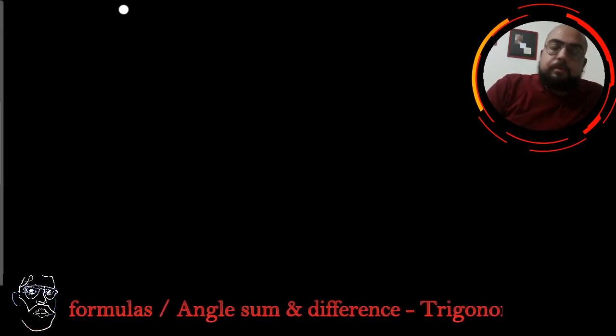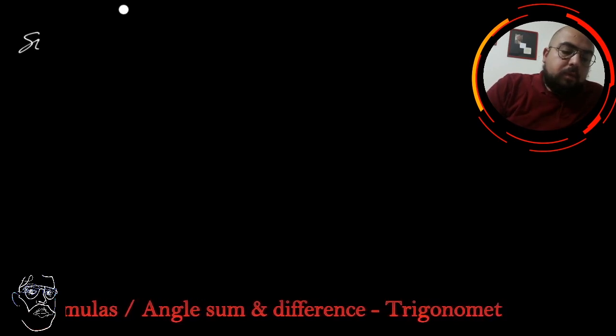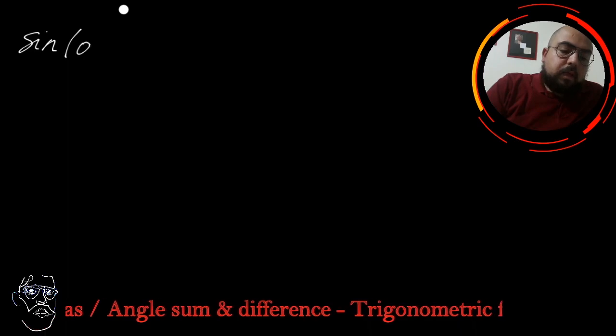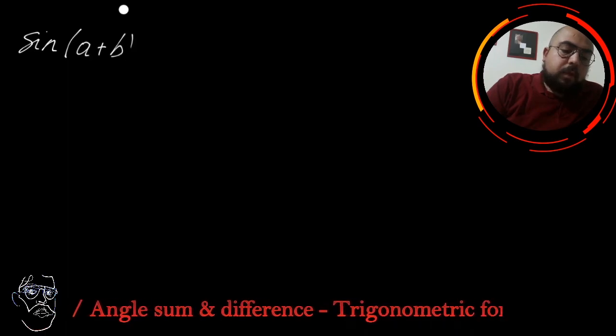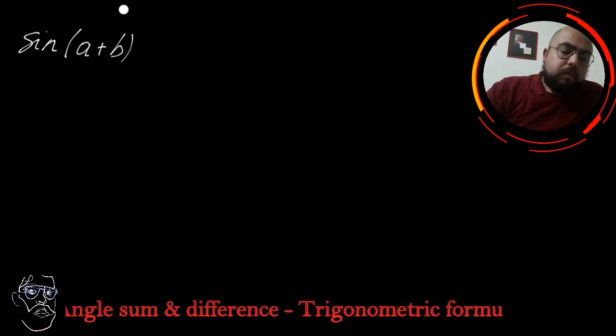So we have sine of A plus B. Let's say I'm interested in sine of A plus B. Now how am I supposed to find sine? It's very simple.